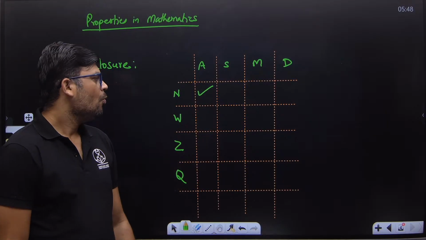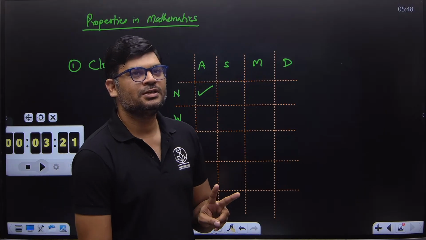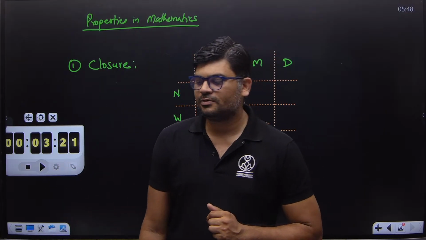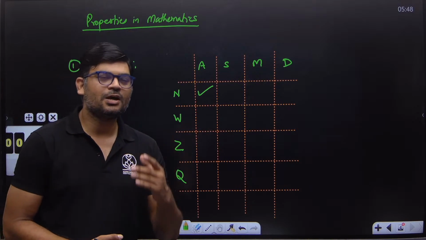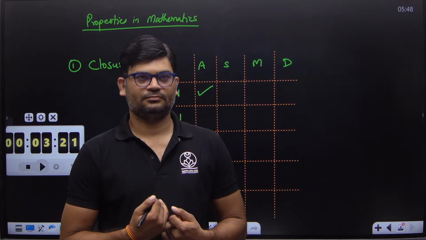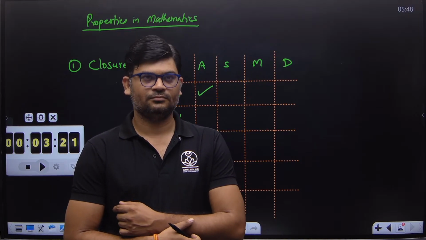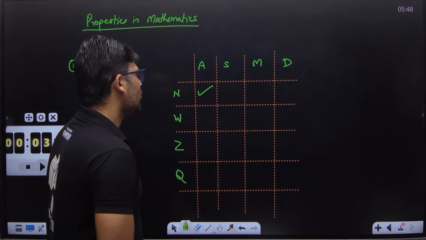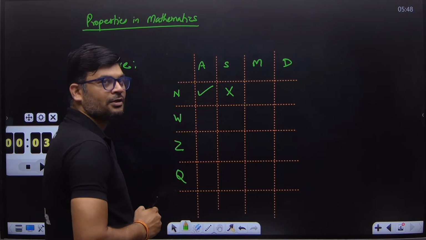What about subtraction? If I subtract two natural numbers, will I always get a natural number? No. Can you give me a counter example? Well, maybe if you do 1 minus 1, you would get 0. Wonderful. Good logic. So that means they are not closed under subtraction.